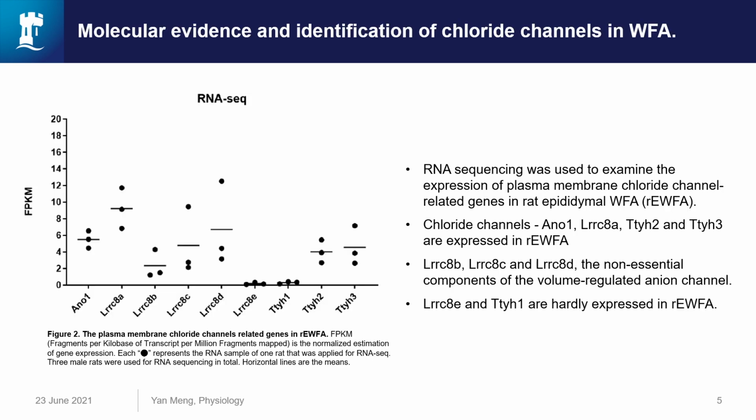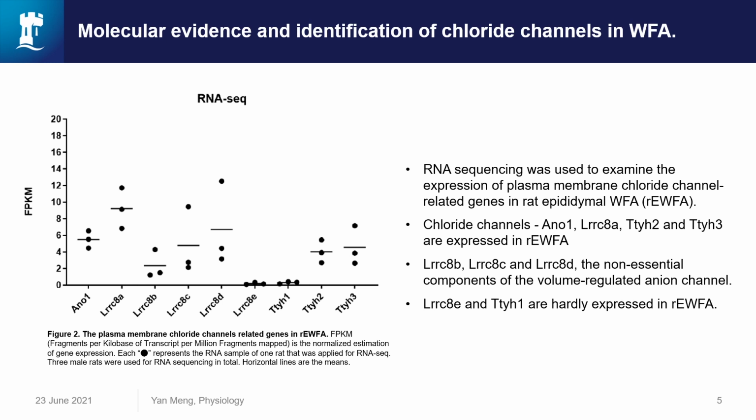RNA sequencing was used to examine the expression of plasma membrane chloride channel-related genes in rat epididymal WFA. It can be seen that the chloride channels ANO1, LRRC8A, TTYH2, and 3 are expressed in REWFA, as well as LRRC8B, C, and D, the non-essential components of the volume-regulated ion channel. LRRC8E, another non-essential component of the LRRC8 family, and TTYH1, one of the Tweety family members, are hardly expressed in REWFA.